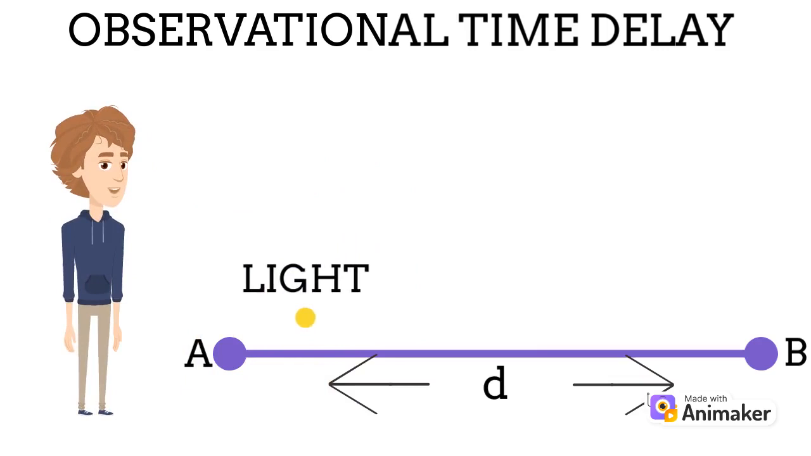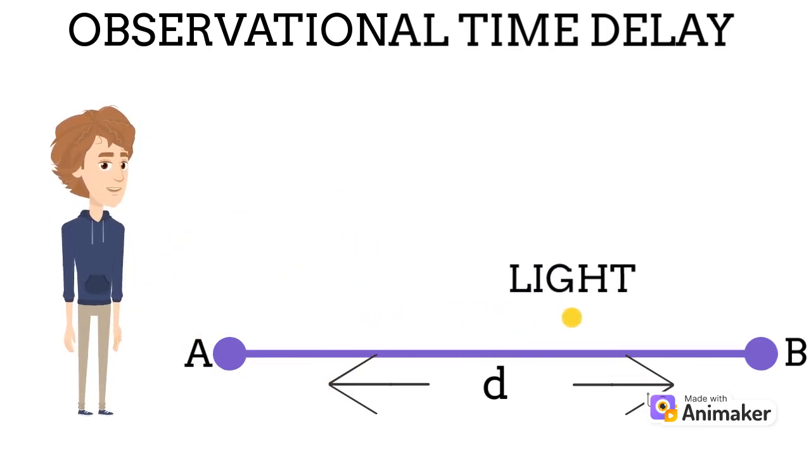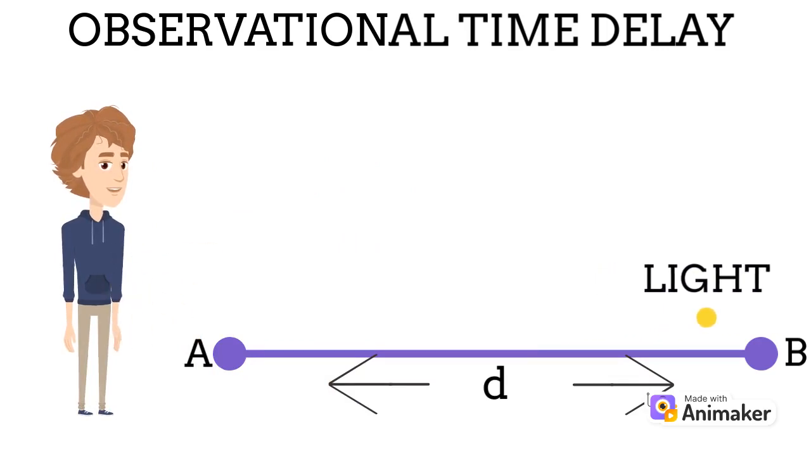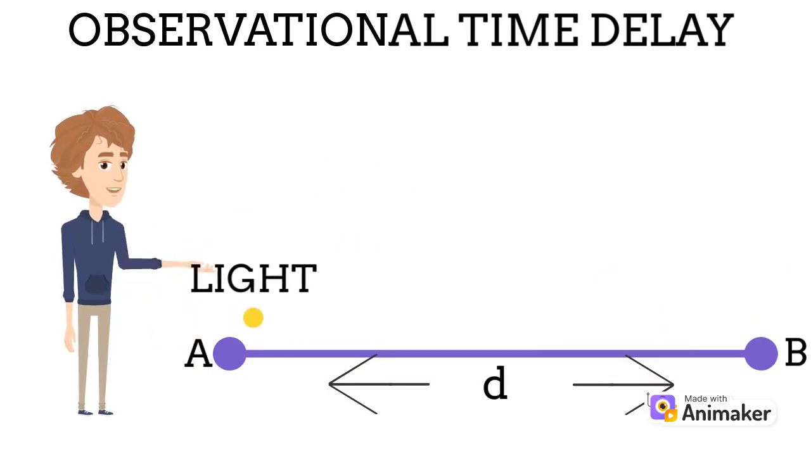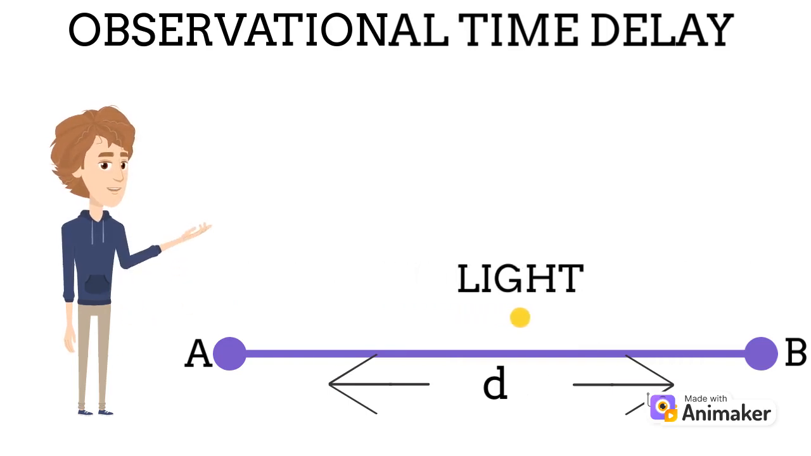Let's check the delay of light between 2 points, where the points are not moving. Those points have zero velocity. Let's call those points A and B, and the distance between A and B equals d. Then how much time will light take to travel from A to B?